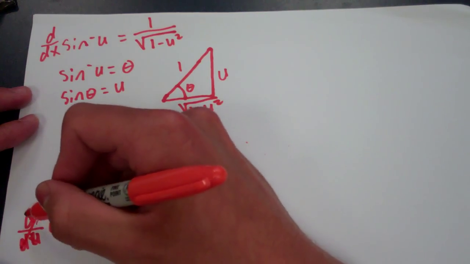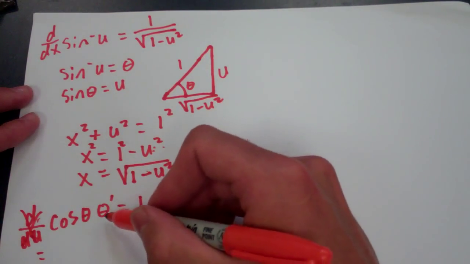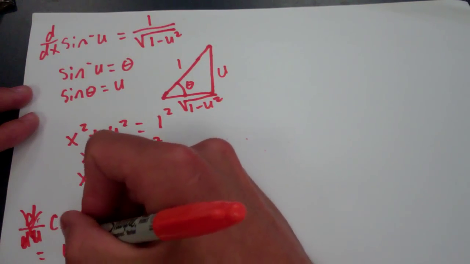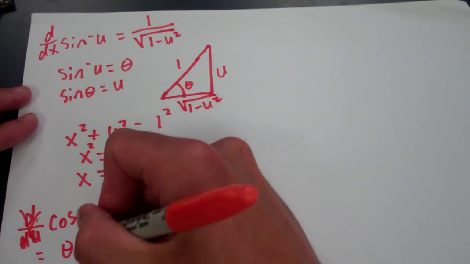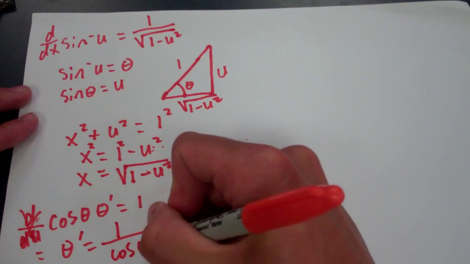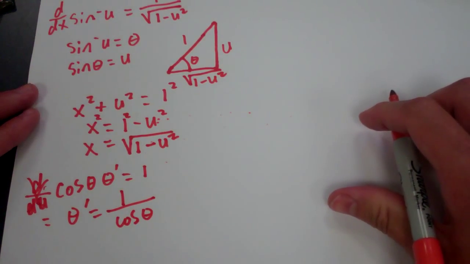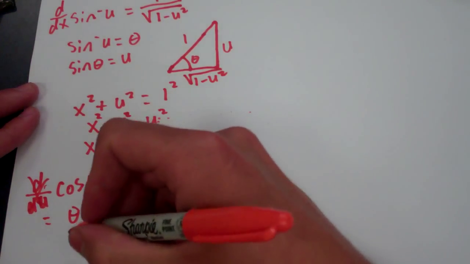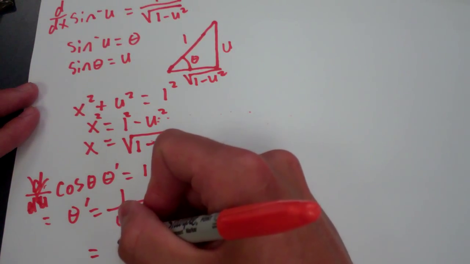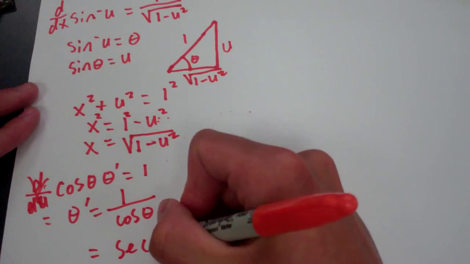Actually, I don't even have to write this here, so we could just say this is equal to, and I'm going to solve for theta prime. Okay, so theta prime is equal to 1 over cosine theta. Okay, and actually I can even write this like this. This is actually just secant theta, isn't it?